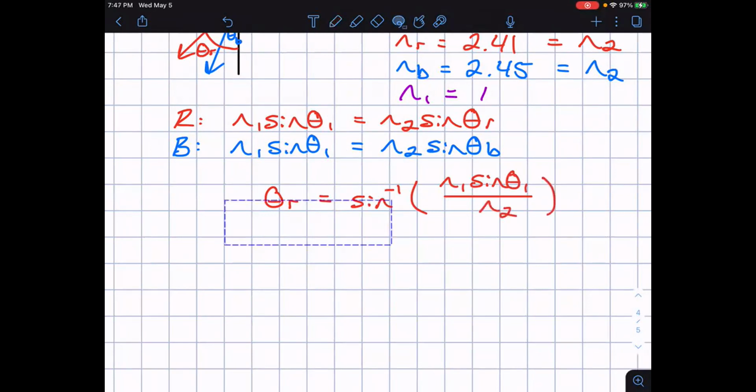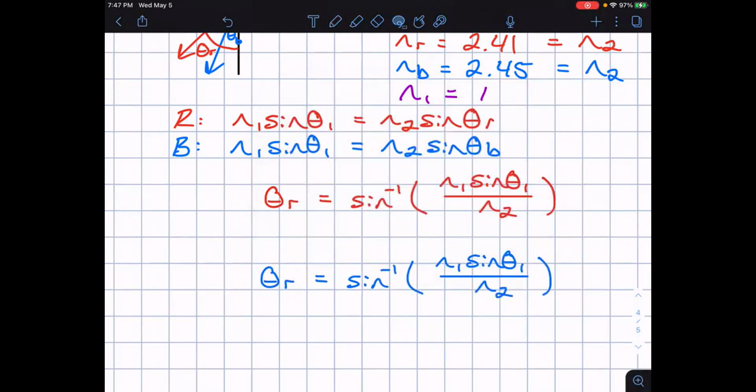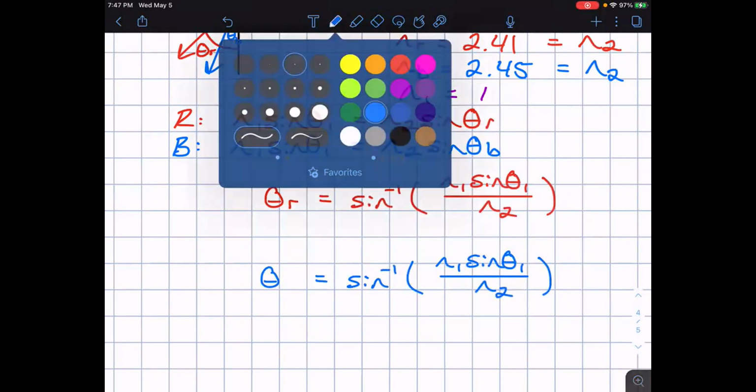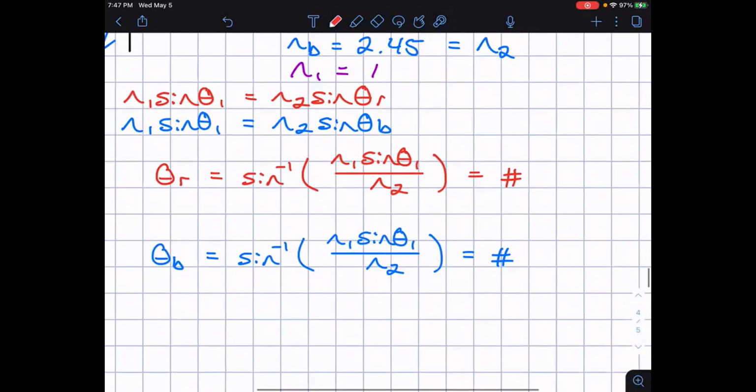And for blue, that is exactly the same case. I will copy it down here and change it to blue to be consistent. I will find out what both of those angles are in terms of numbers. Obviously mine will be different than yours, so I won't even bother calculating them. We'll get two different numbers, and all I have to do is take the absolute value of the subtraction of the two of them.